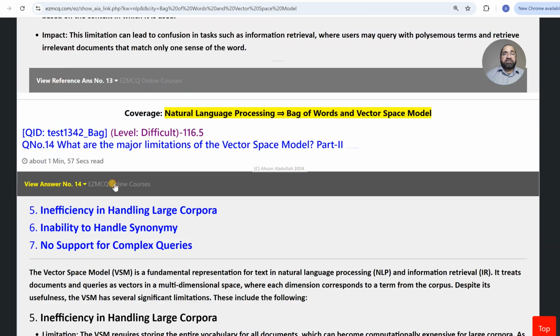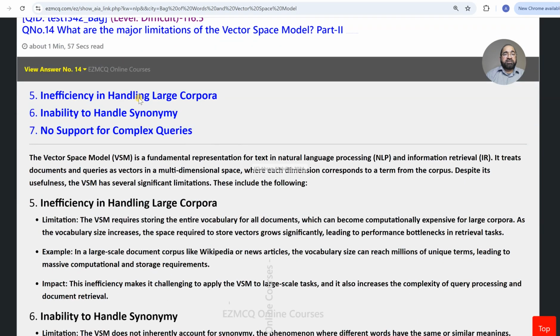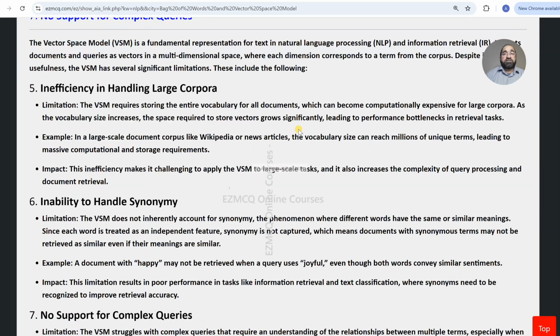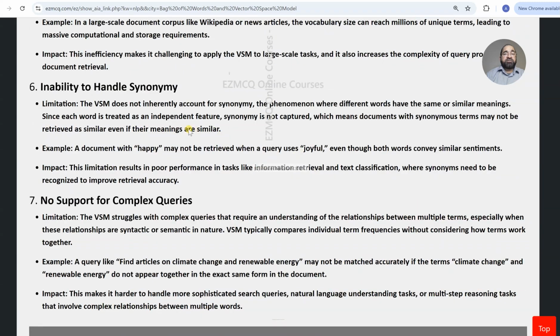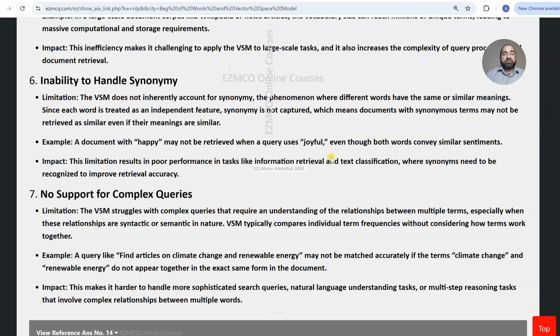Additional major limitations: inefficient in handling large corpora. Why? Because the vocabulary size increases, which results in an increase in the dimensions, which results in an increase in the space complexity, which results in the requirement of computational power. Synonyms cannot be handled, as mentioned before. Happy and joy are treated differently, increasing the complexity of the problem.